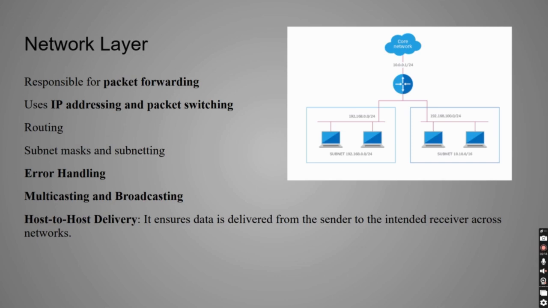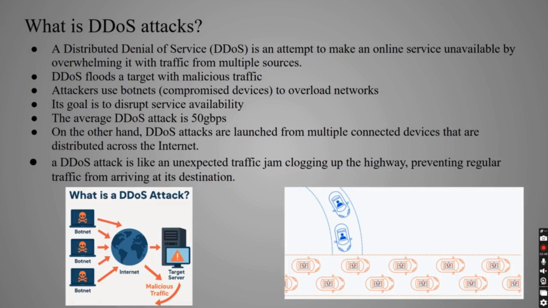Since this layer controls traffic flow, it is a prime target for DDoS attacks, which flood it with excessive traffic to disrupt communication. Since the network layer plays such a crucial role in managing traffic, it can also become a prime target for cyber attacks. Attackers use DDoS techniques to flood this layer with excessive traffic, causing disruptions. Let us now explore how DDoS attacks affect the network layer and how we can defend against them.